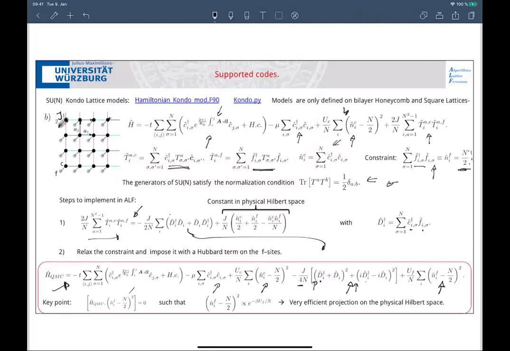The real question here is, how good are we at imposing the constraint, right? We really want to have this. This has to be the case. The key point is that, you can go through all the equations, you will see that this local constraint commutes with this H_QMC, right? So if you impose the constraint on one time slice, it will be satisfied all over the imaginary time propagation.